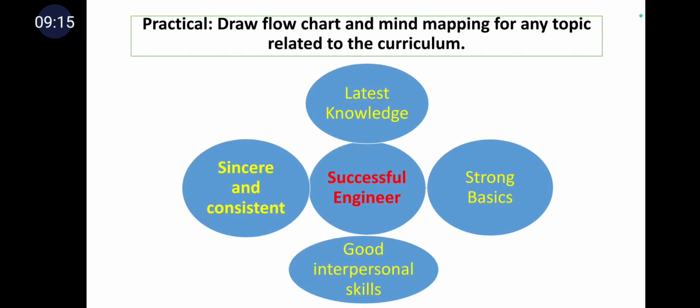So this is one mind map that I have prepared using my own imagination. You can have your own style, your own design, your color combinations and all. I've just given you one particular central idea, that is a successful engineer. Now the associated ideas are latest knowledge, strong basics, good interpersonal skills, sincere and consistent. Within these four sub branches also, there can be sub to sub branches. You can just go on increasing it if it is a larger and very complex idea.